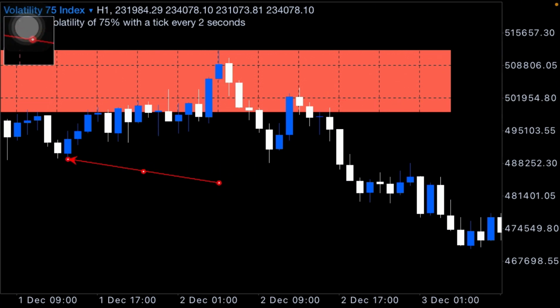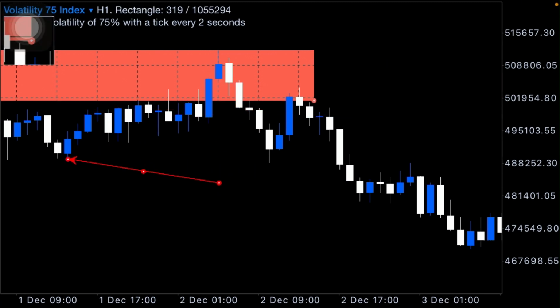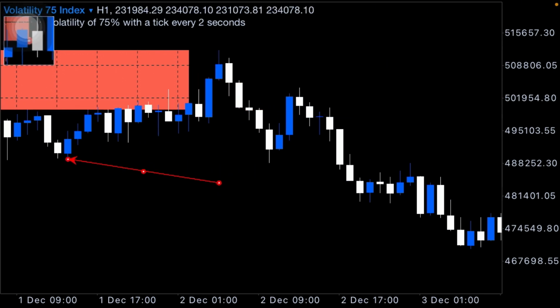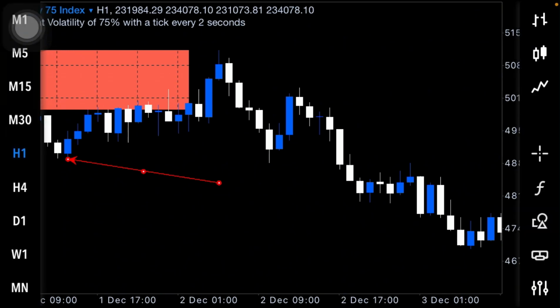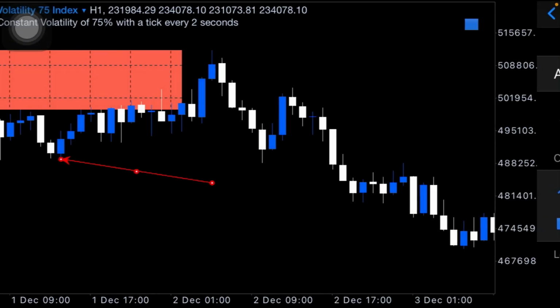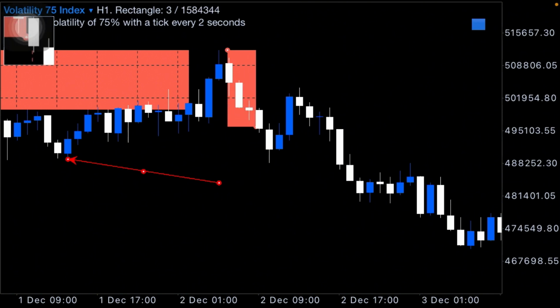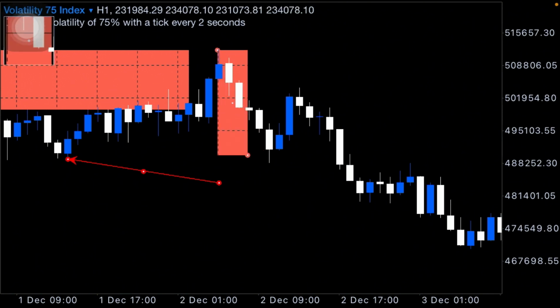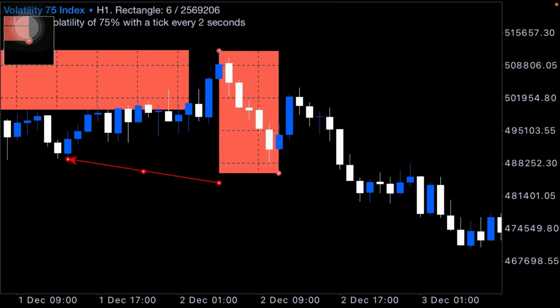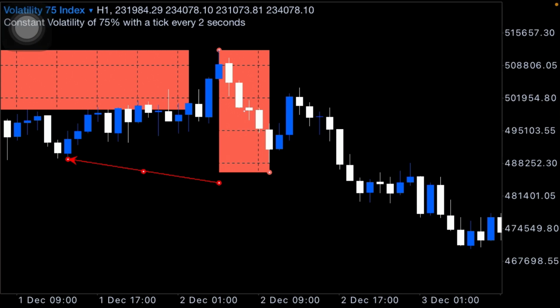So after identifying this, let me bring this one sideways. Try to indicate this move, this leg. You should mark it out well.